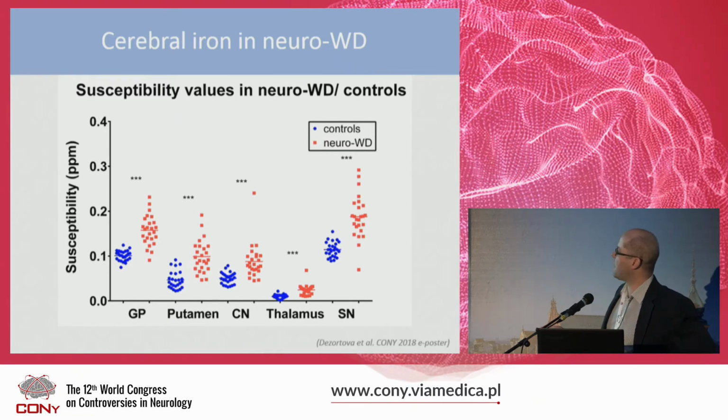We also did a group study in vivo, and this is another quantitative MRI parameter that is relevant to iron susceptibility. And you see that these neuro-VD patients, which are in red, have much higher values compared to controls in all the regions that were examined. And you could see that in an e-poster that was presented this morning by my colleague, Monika Dezortová.